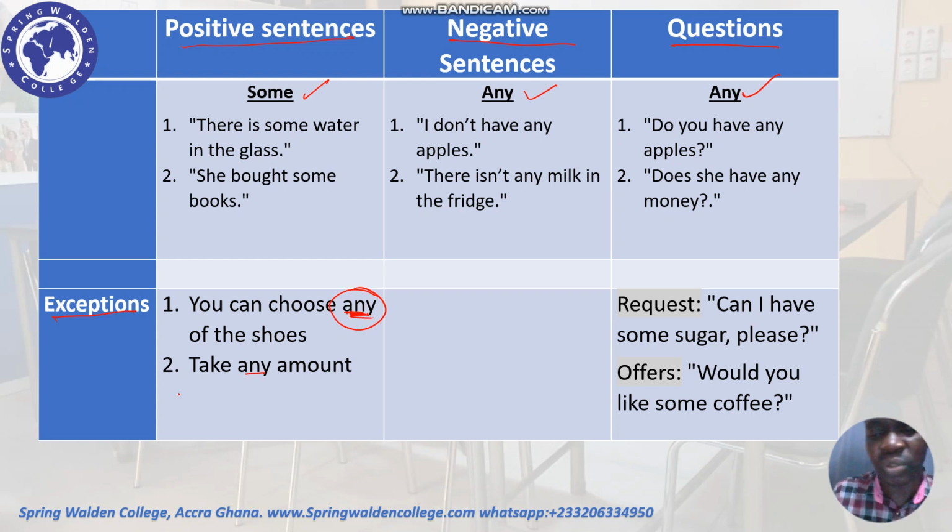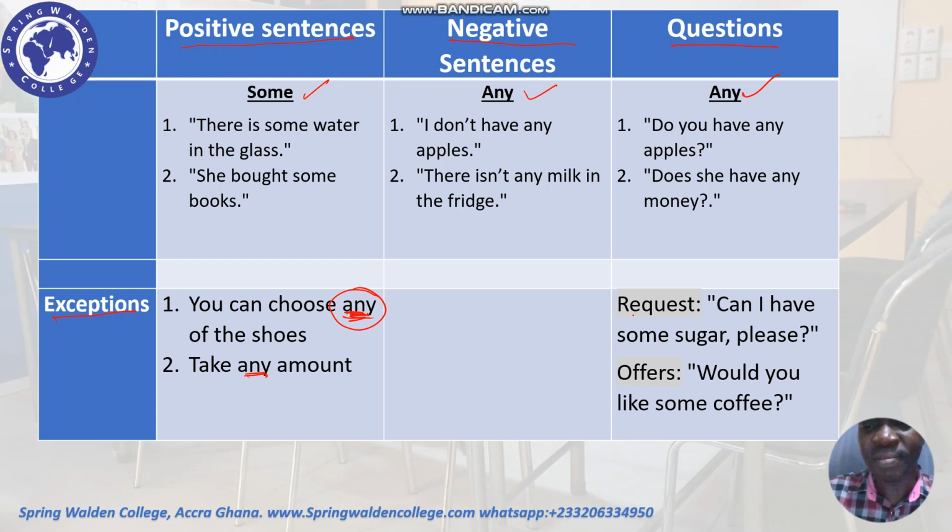Take any amount with you. Take any one. So you are being given the right to make your own decision. So any in this context in a positive sentence is correct. Okay, remember that it's not always used, but in situations like this we can use it.